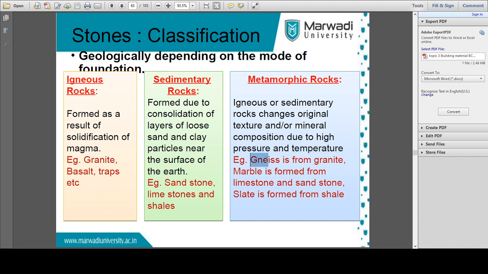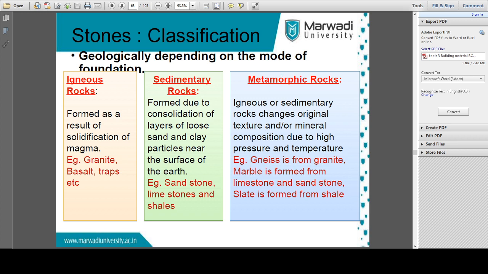So there is a new keyword which you have to use in the definition of metamorphic rock, and for this the examples we have are gneiss and the second one is marble. These two things you can learn very easily. Gneiss has been derived from granite, and marble has been derived from limestone. So these two are the best examples, gneiss and marble, for metamorphic rock.